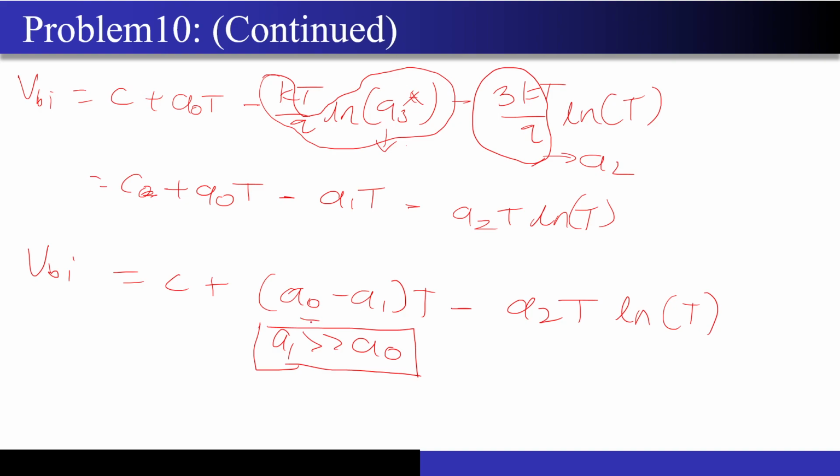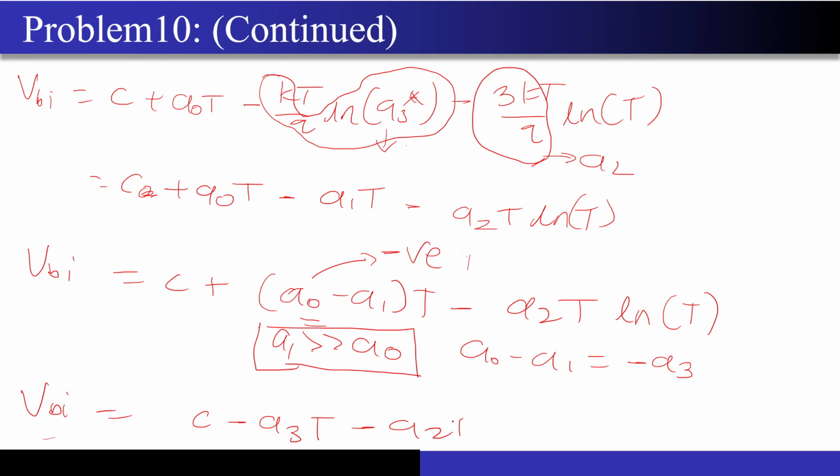Because I just wanted to tell you that this term will be a negative proportion of t. So if I just replace this with a negative constant, a0 minus a1 will be replaced with minus a3, because this is a negative. So this will be left with c minus a3t minus a2 times t ln t. Now what did we get?